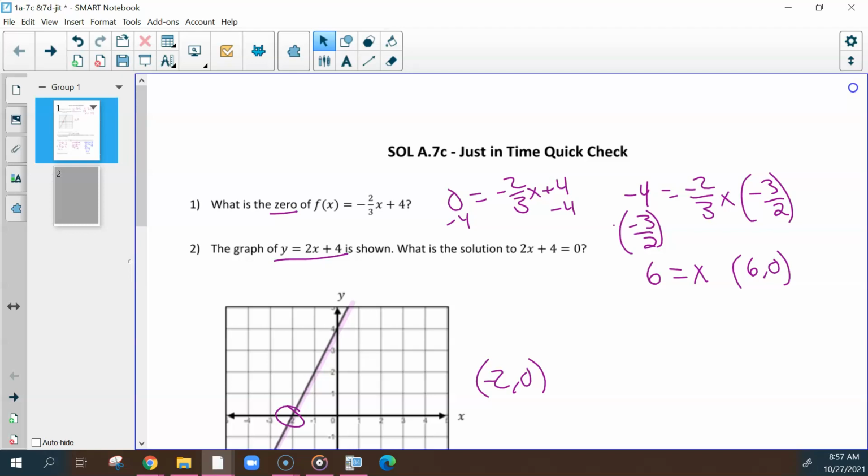Subtract 4 on both sides. If you are dividing by fractions, that's the same thing as multiplying by the reciprocal, which is what this is doing. And if you put negative 4 times negative 3 over 2 in your calculator, you get positive 6.